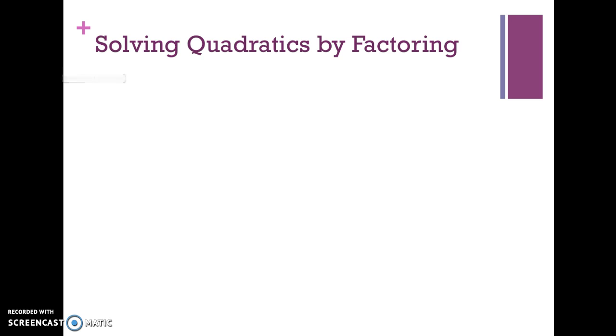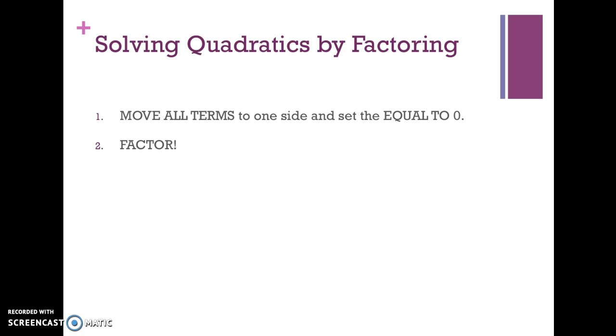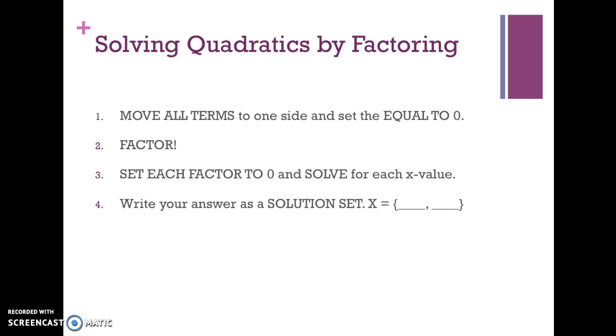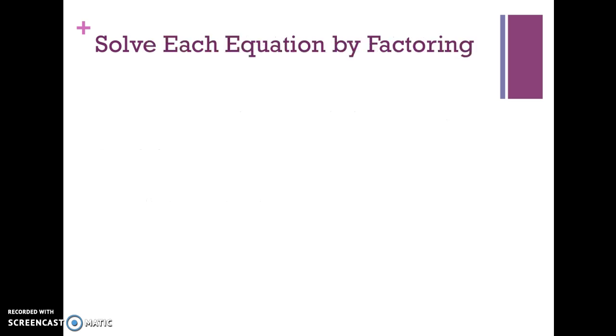So solving quadratics by factoring, there are 4 steps. We want to first move all terms to one side and set the equation equal to 0. Then we want to factor. Set each factor to 0 and solve for each x value. Last, we want to write our answer as a solution set, x equals, and then our x solutions.